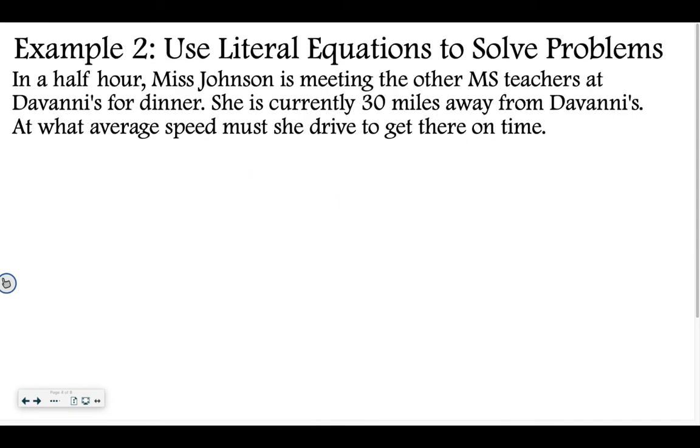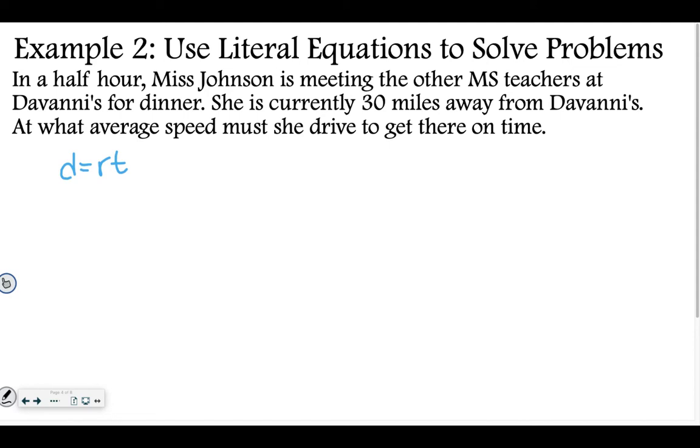All right, example 2. In a half hour, Miss Johnson is meeting the other middle school teachers at Devani's for dinner. She is currently 30 miles away from Devani's. At what average speed must she drive to get there on time? So in our weighted averages video, I talked about the formula distance equals rate times time. That's what we're going to use to solve this problem, okay?